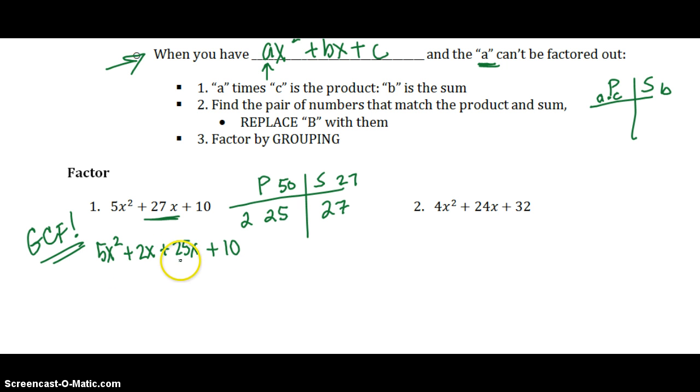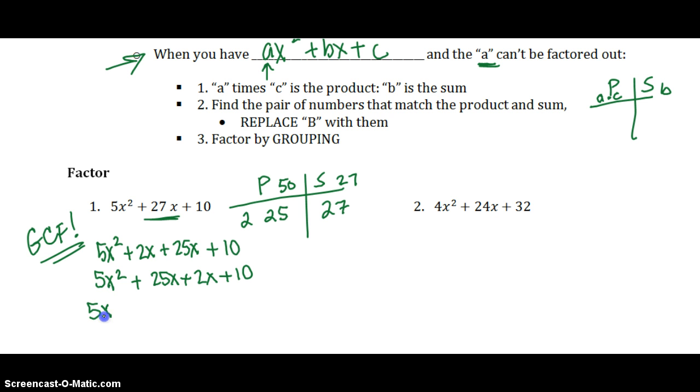Except I wrote them backwards because I can't factor a 5 or a 2 out. Let's rearrange, and that's going to happen sometimes. So the more you practice this, the better you're going to get at saving yourself some steps. Now I can factor out a 5 and an x.